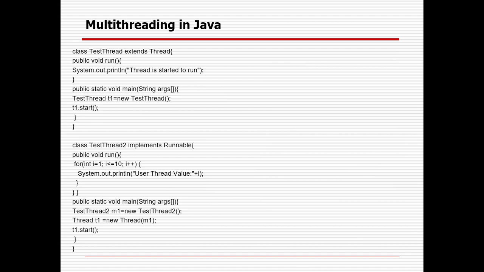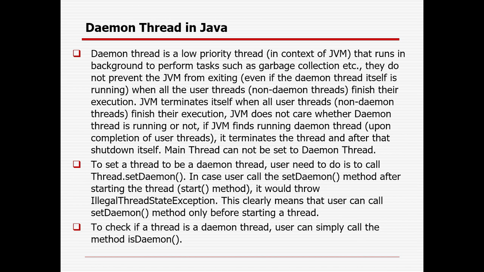A daemon thread is a low priority thread, which is used especially for the garbage collection part. You can set a thread to daemon, but you need to set it before the thread is started, otherwise it will throw an error. So that's all from today's session.